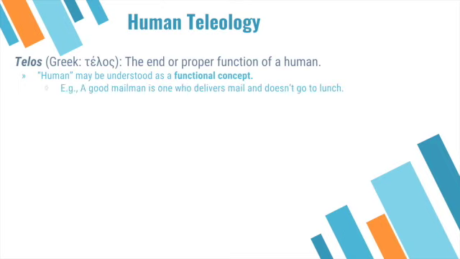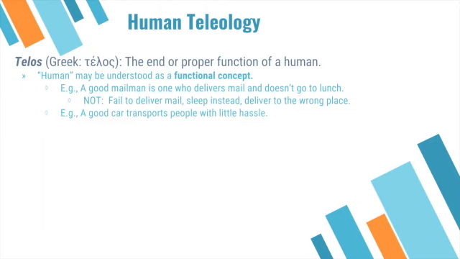For example, a good mailman is one who delivers mail and doesn't go to lunch instead, right? A good mailman will not exhibit these traits. He fails to deliver mail, or he sleeps instead of working, or he delivers to the wrong place. If he does any of these things, then he's not a good mailman. The idea of mailman inherently has action guiding principles within it. A good car, as another example, transports people with little hassle. It does not have engine problems, a flat tire, or is unsafe. If it has these things, then it's not a good car.